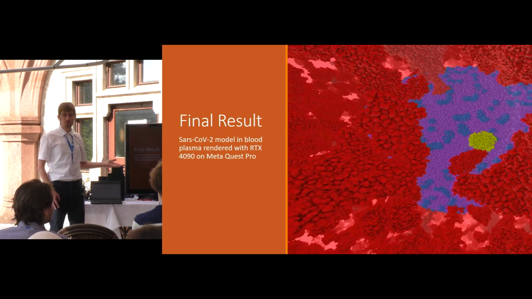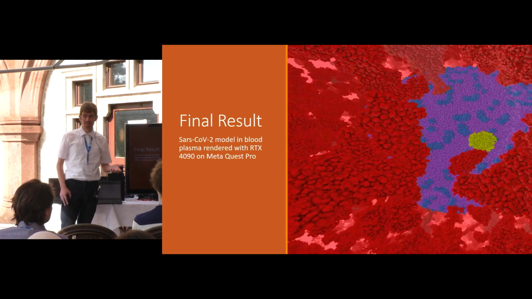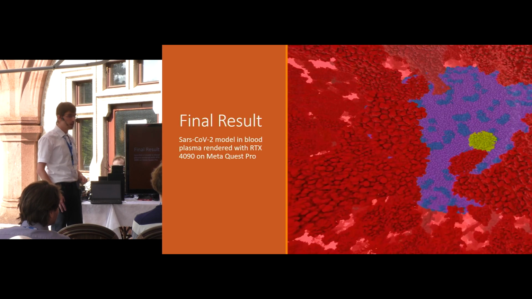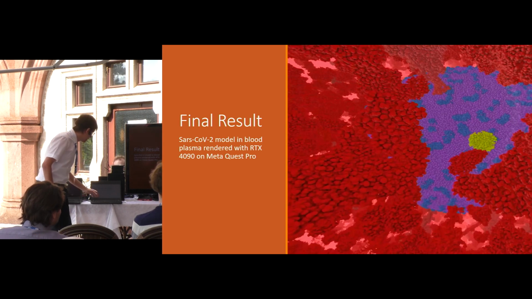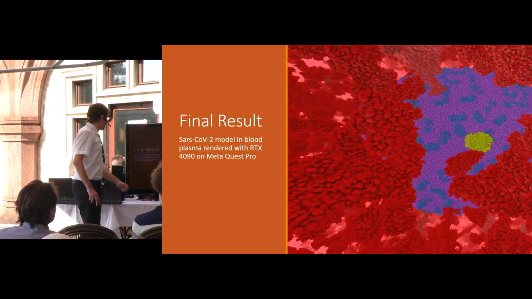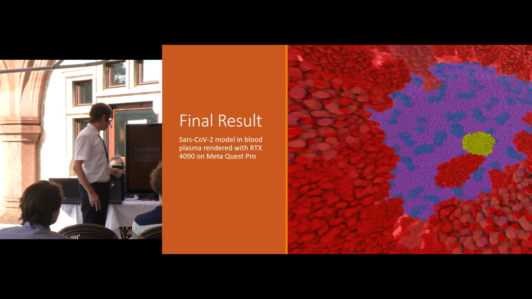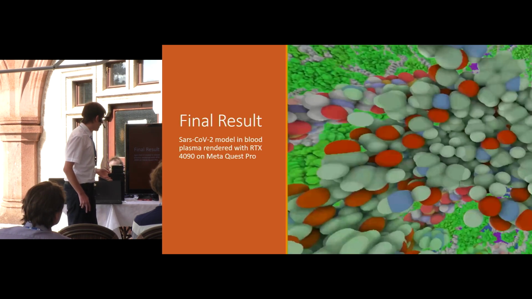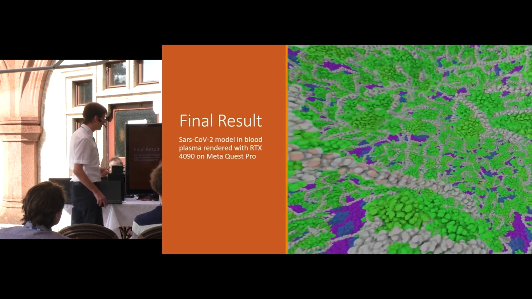I cannot show the anti-aliasing measures on the 2D image, so I prepared a video. This is basically me using a VR headset to fly around the model. Essentially, this is a COVID-19 model submerged in blood plasma, and this was rendered with an RTX 4090.